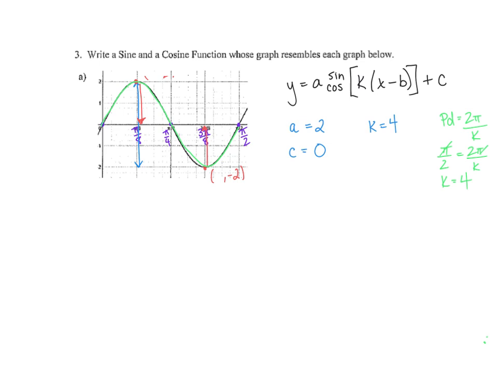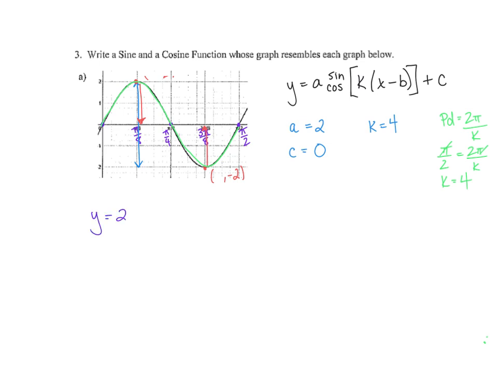So at this point, we know we have our amplitude, we have our stretch, and we have our shift up or down. So we can start to build these equations. Those are going to stay the same regardless of if it's a sine or a cos curve. So let's think about that for a moment.